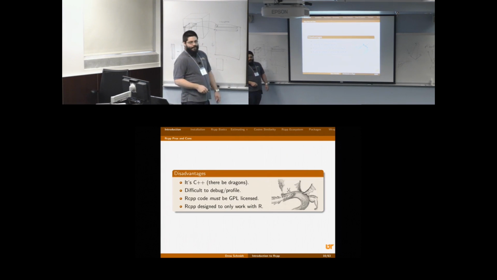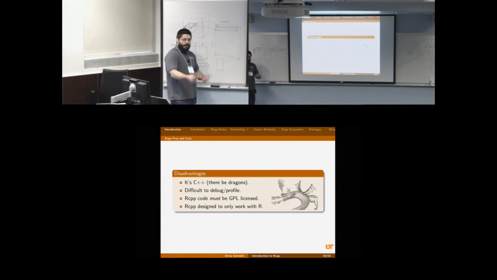Rcpp code must be GPL licensed, so maybe you don't care, but Rcpp itself is GPL. You link with Rcpp if you want to use Rcpp, and by the rules of GPL, therefore your thing must be GPL. Maybe you don't care, but it would have to be GPL.